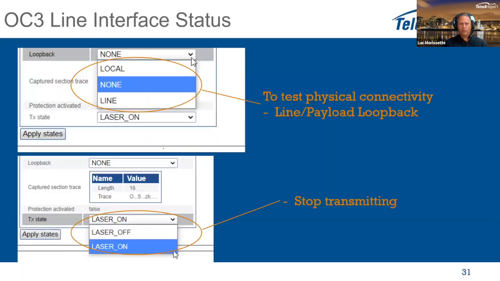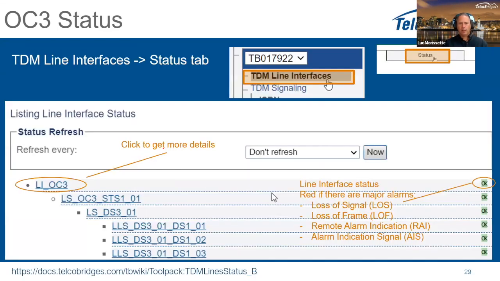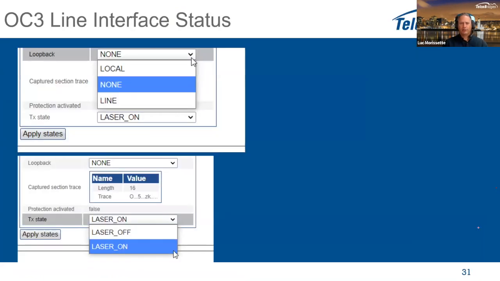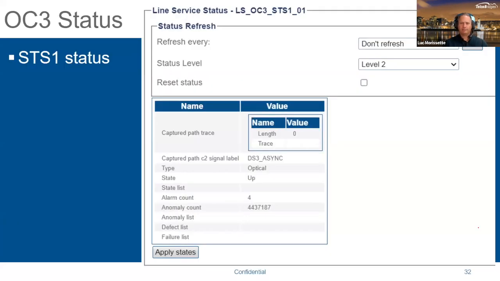So when you debug an OC3, you will start by checking, is my OC3 up? And then is my STS1 DS3 up? And then are my T1s up? So each one of them could be different. If you have an OC3 that is down, it's worthless to start looking at other lower layers, right?